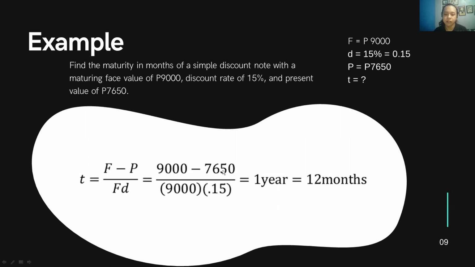9,000 minus 7,650 over 9,000 times 0.15, which will equal to 1 year or 12 months.